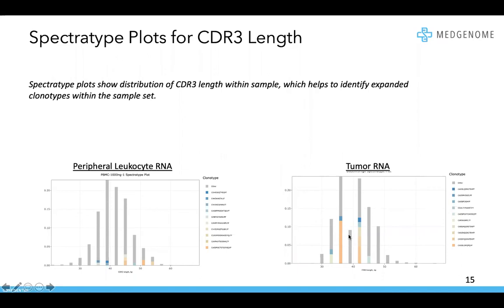And so this is useful because it gives a really quick overview of what type of data you can find in your samples. Just by seeing this clonal expansion and the CDR3 length, you know that there's something interesting going on in your samples.